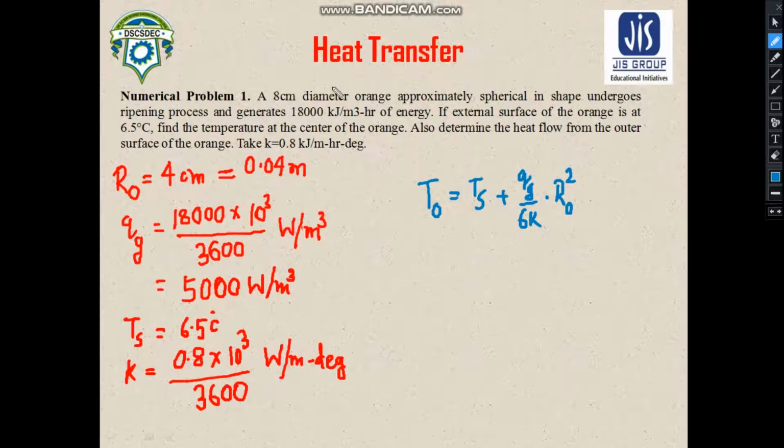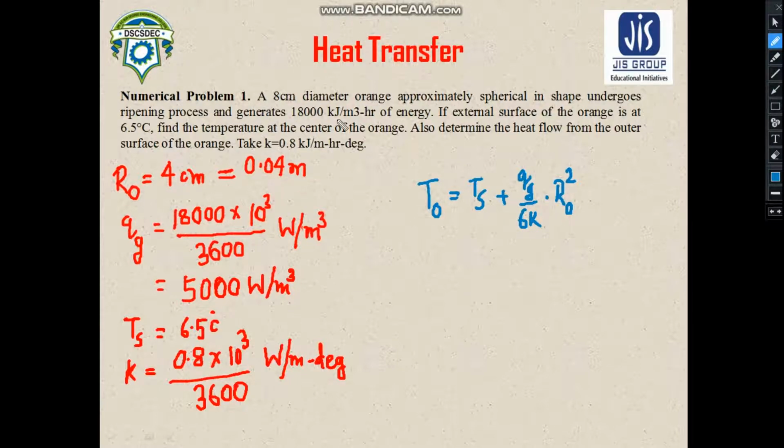An 8 centimeter diameter orange, approximately spherical in shape, undergoes ripening process and generates 18,000 kilojoule per meter cube hour of energy. If the external surface of the orange is at 6.5 degrees Celsius, find the temperature at the center of the orange. Also determine the heat flow from the outer surface of the orange. Take K equal to 0.8 kilojoule per meter hour degree. So you know the radius is 4 centimeter, that is 0.04 meter.